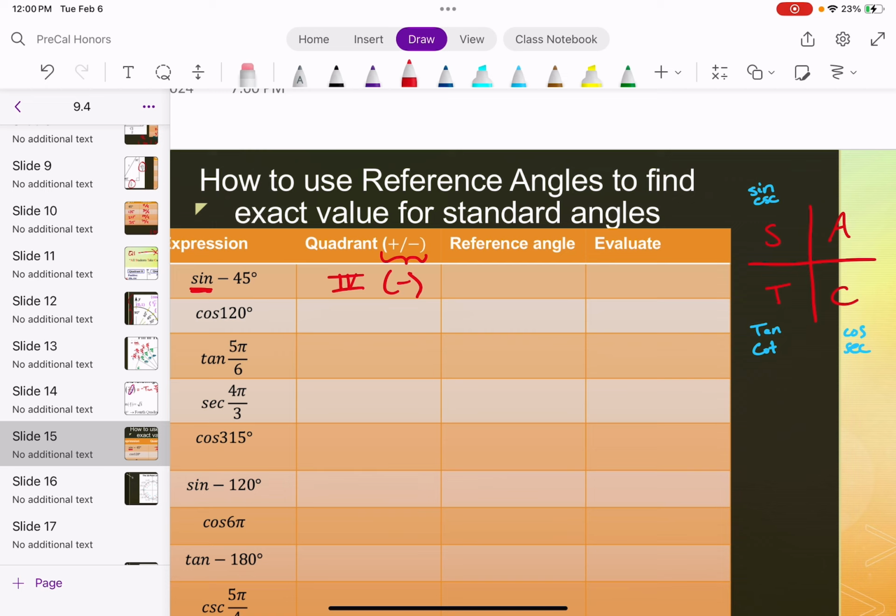Our next step would be our reference angle. If we're looking at negative 45 degrees, that means that we would be extremely close to the 0 mark on the x-axis, which means that our reference angle would be 45 degrees.